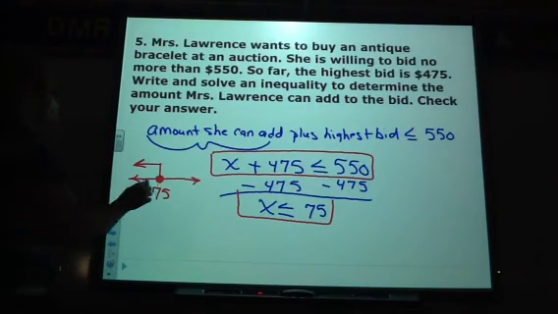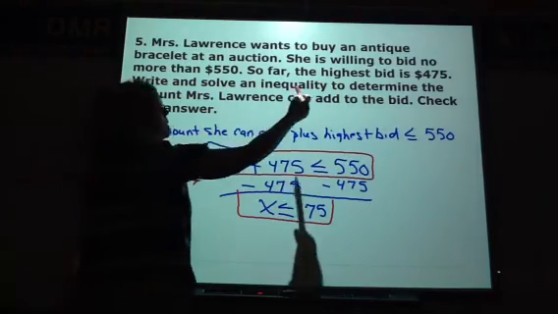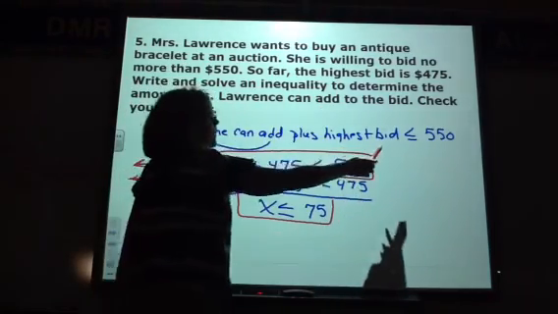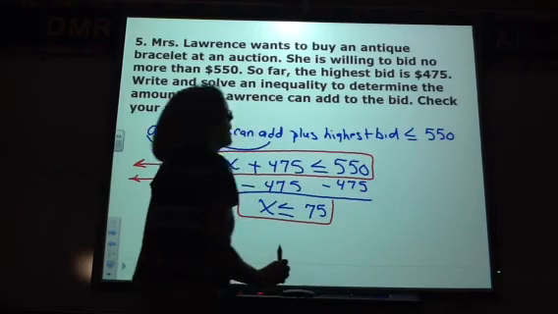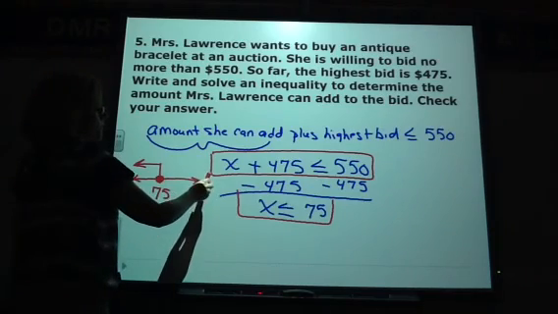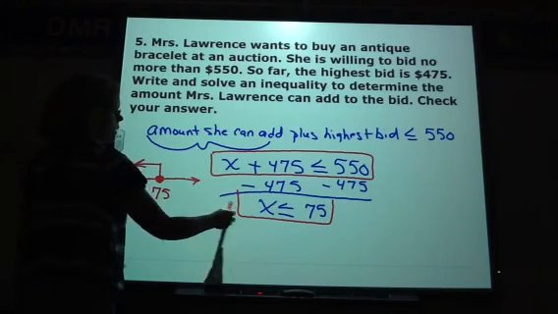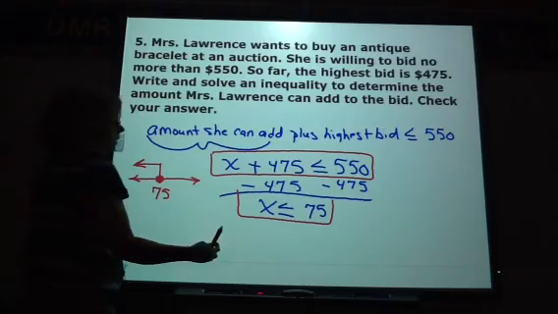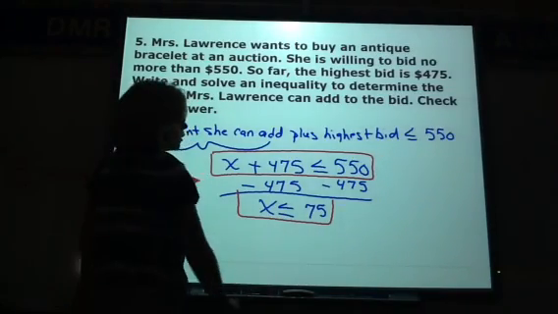So you've got the amount that she can add to the highest bid, and it has to be less than or equal to $5.50 because it says it can be no more than $5.50. So set up your inequality, solve for your variable. So the money that she has left to spend is less than or equal to $75.